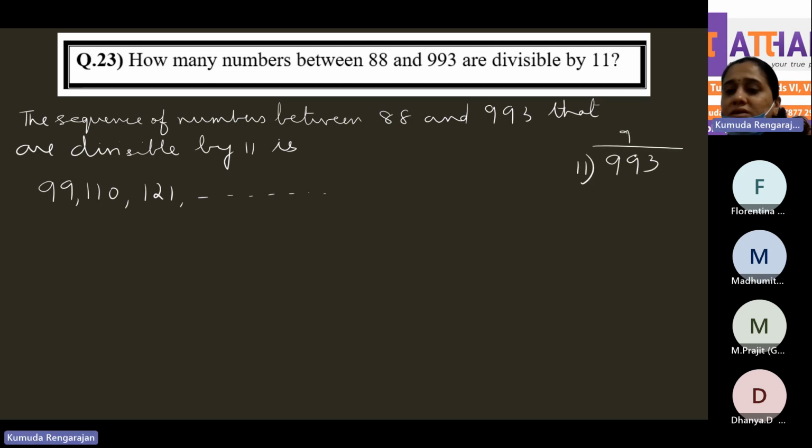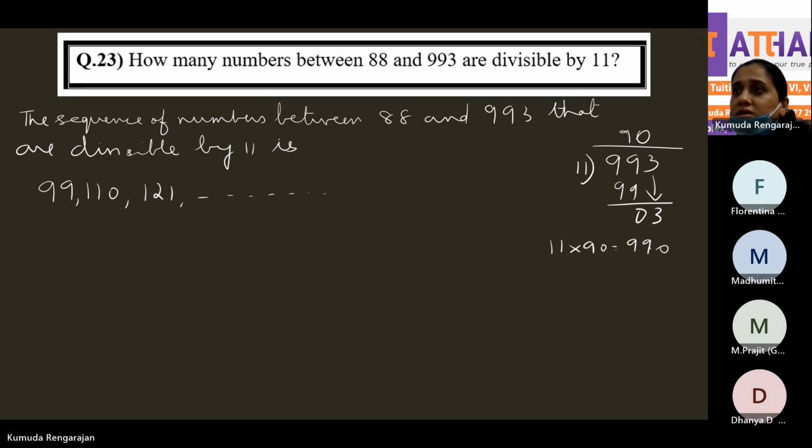So 11 nines are 99, zero remainder, 3 comes down, so add a 0. Okay, so now what is 11 into 90? 990. So that will be the last term. If you do 11 into 91, you'll get more than 993. 11 into 90 is what? 990. And that's 993.